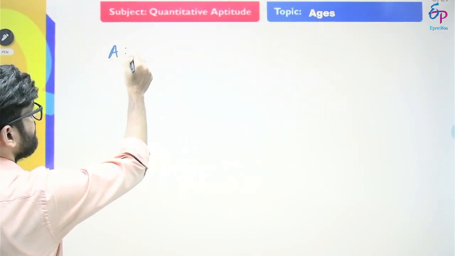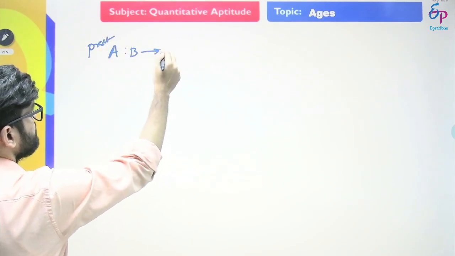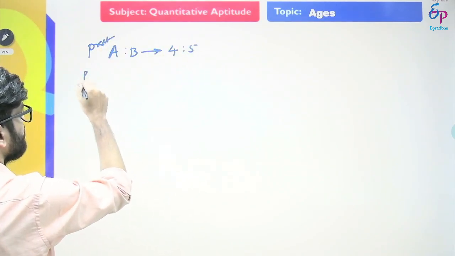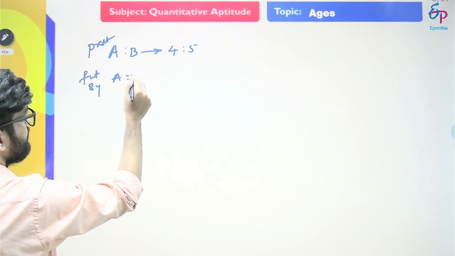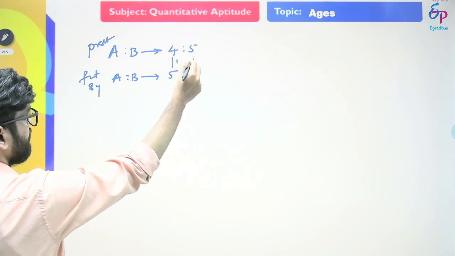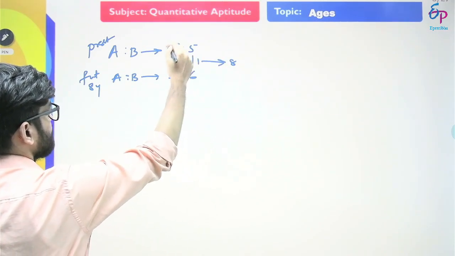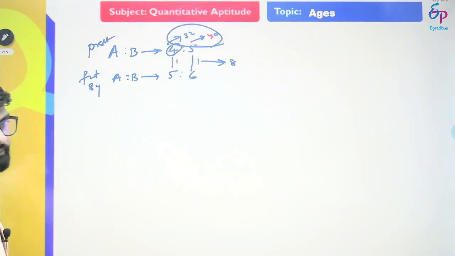A is to B present value. Present ratio is 4:5. Okay, future ratio, after 8 years, A is to B is 5:6. What can you do? 1 part is equal to how much? 8. 4 parts is equal to how much? 32 and 5 parts is equal to 40. That's it. That is the answer.